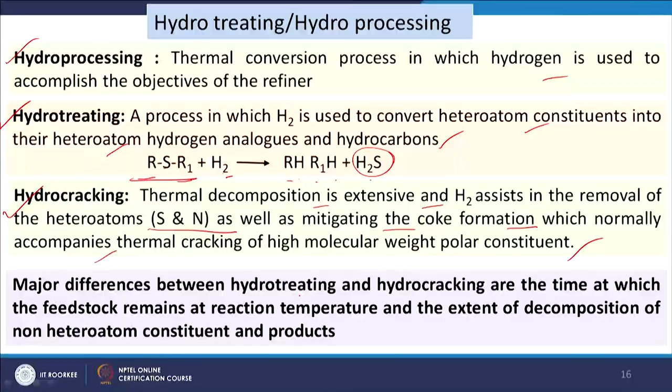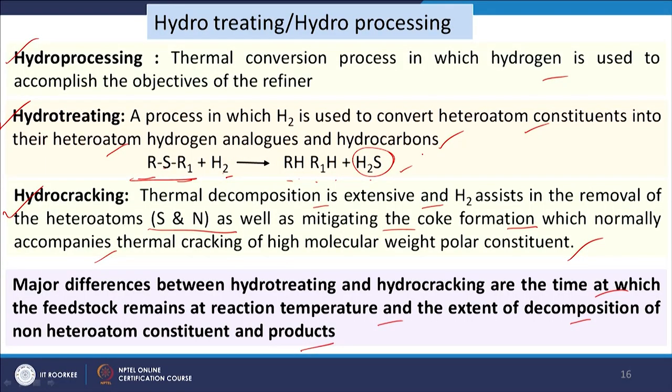So, the major differences between hydrotreating and hydrocracking are the time at which the feedstock remains at reaction temperature and the extent of decomposition of non-hetero constituents and products. How long we keep the feedstock in contact with hydrogen, and what the condition of the reactor is, will differentiate the two.